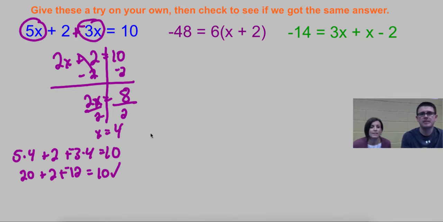All right. Distributing the 6 to the x is 6x. Distributing the 6 to the 2 is 12. Hopefully you tried that on your own. Is equal to negative 48.